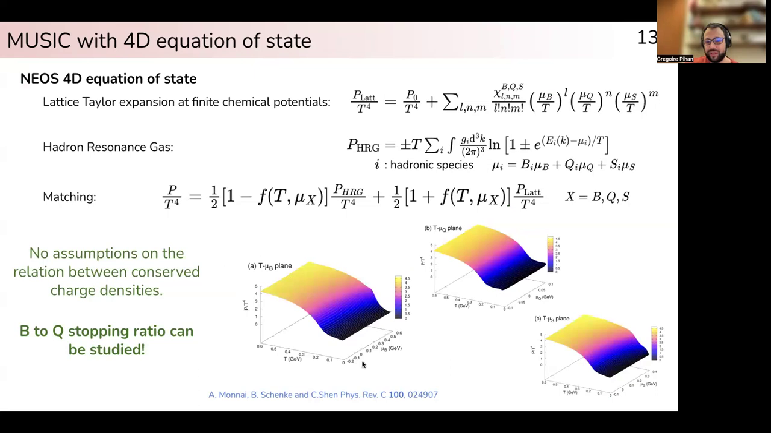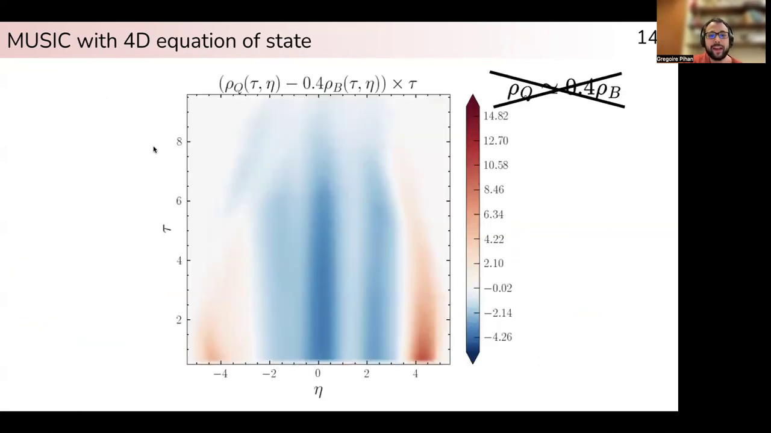So if you are interested, you can see the range that we have for the mu Q, mu S, and mu B. But the most important thing to take home is that there is no assumption on the relation between the conserved charge densities. And so the B to Q stopping ratio can be studied in this novel framework of hydrodynamics with MUSIC codes.